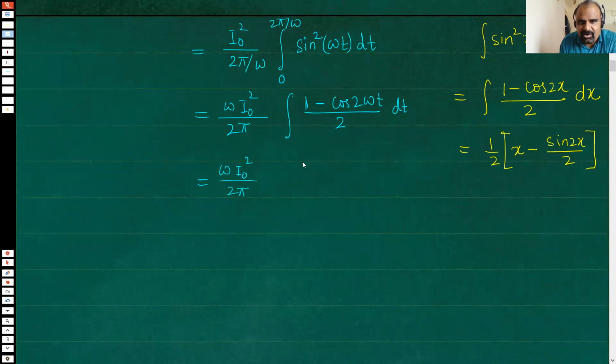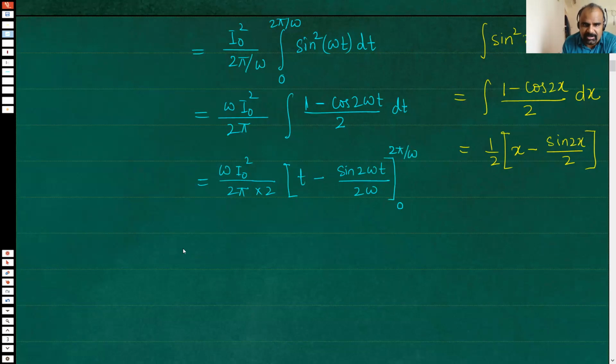Okay. Now here this 2 I am taking outside. So now integration of 1 dt will be simply t minus integration of cos 2 omega t will be sine 2 omega t divided by 2 omega, because the coefficient of t is not just 2, it is 2 omega this time. And now it's time to put the value of limit 0 to 2 pi by omega. So omega I naught square, you know, I naught is peak current, by 2 pi into 2. Yeah, I could have written 4 pi also.